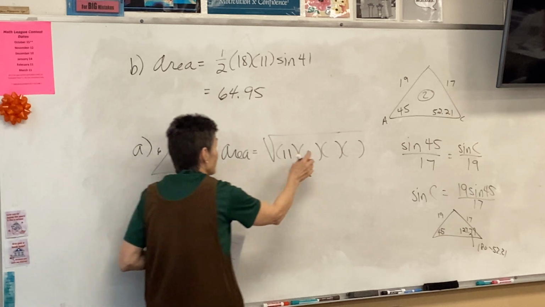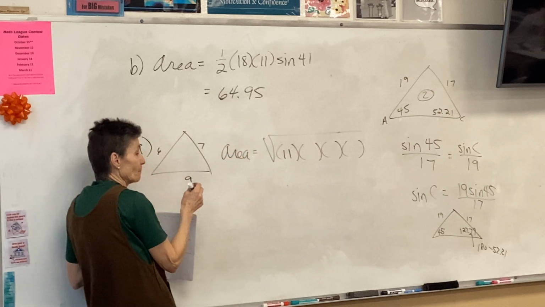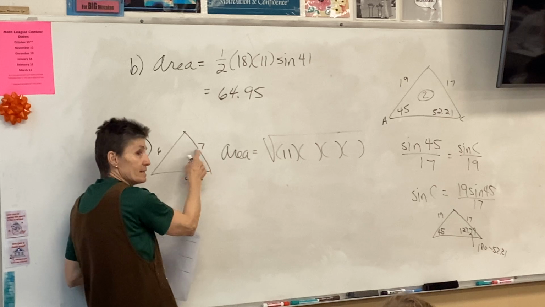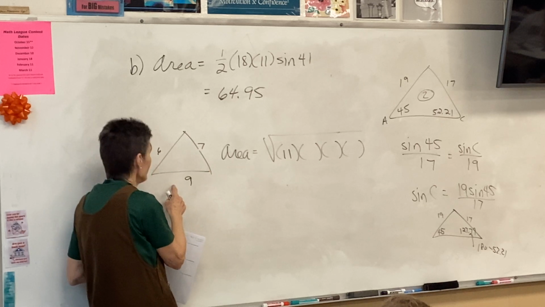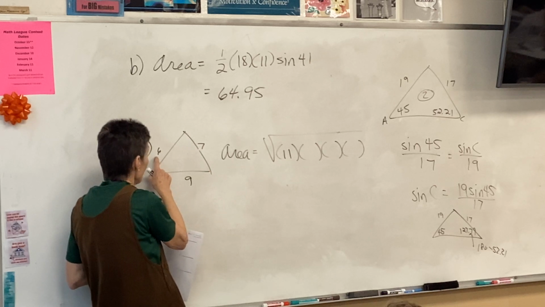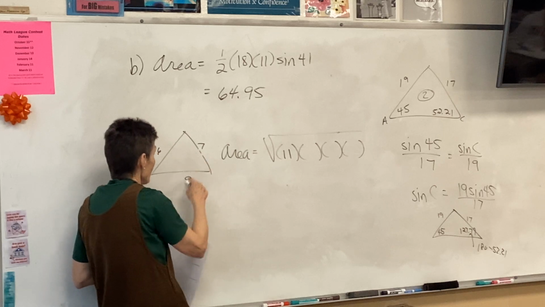Then, what goes in the rest of the spots? 11 minus each of these, 4, 2, and 5. So we're gonna have 5 and 4 and 2.